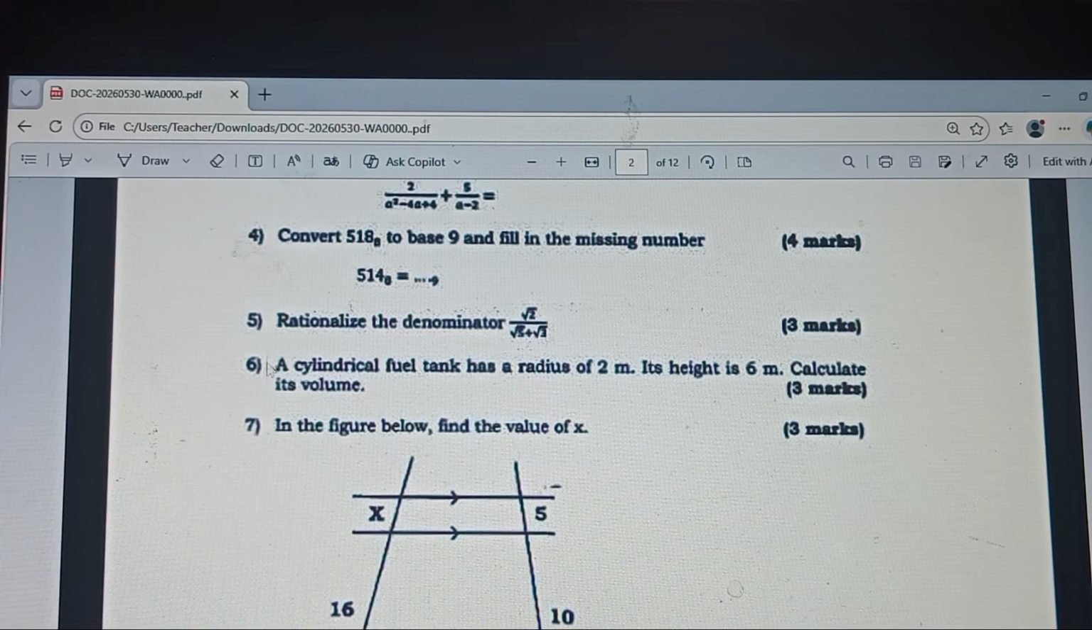Question number 6: a cylinder fuel tank has a radius of 2 meters and a height of 6 meters. You are asked to calculate the volume. That is a simple question for senior 1. Question number 7: that is what you call Taylor's theory. It shows a graph, then you are asked to find the value of x. That is a simple question. I show you in the marking guide.